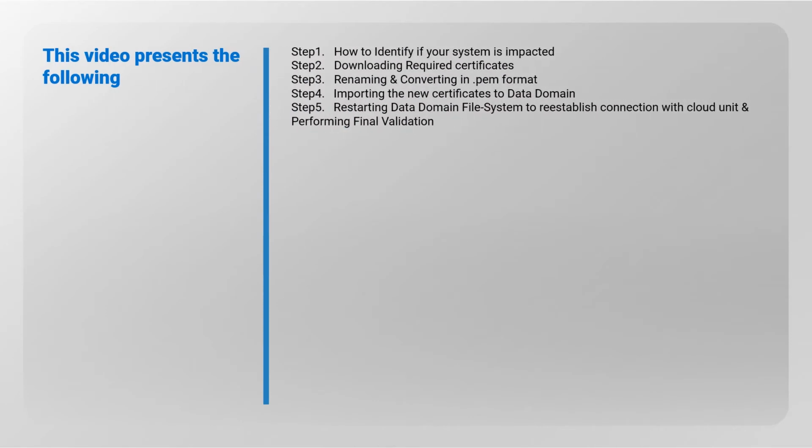This video presents the following: how to identify if your system is impacted, downloading required certificates, renaming and converting in PEM format, importing the certificates to Data Domain, and lastly, restarting Data Domain file system to re-establish connection with Cloud Unit and performing final validation.